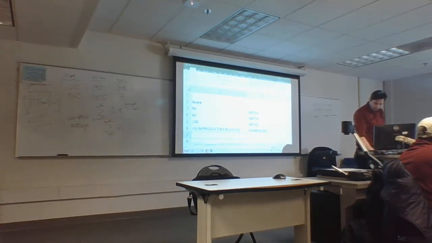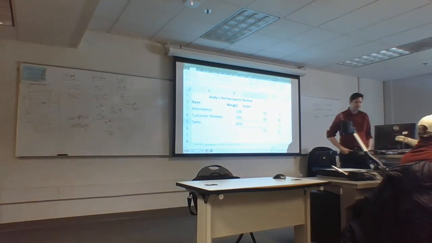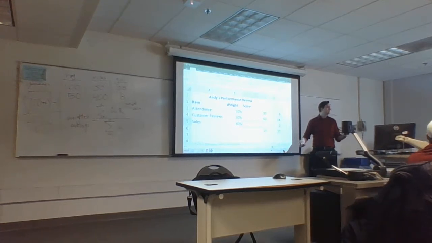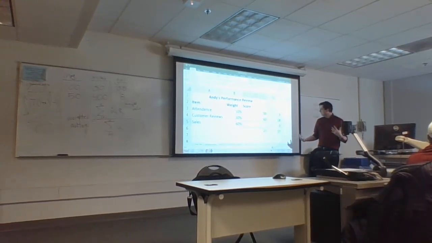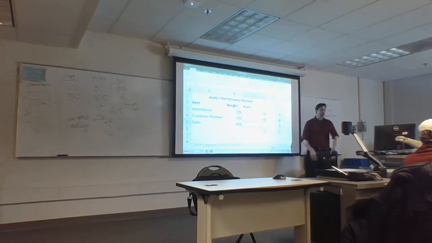Okay, well, let's suppose poor Andy doesn't yet know his sales data yet. So delete that 100. Doesn't know his sales data. And he wants to know how is he doing. Well, does that mean he's getting a 27? No. What does it mean? What is his actual performance review? What should it be?